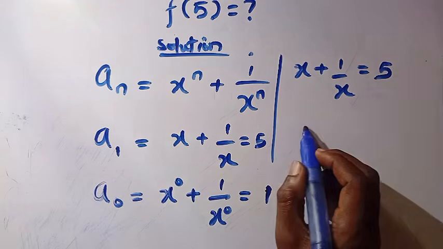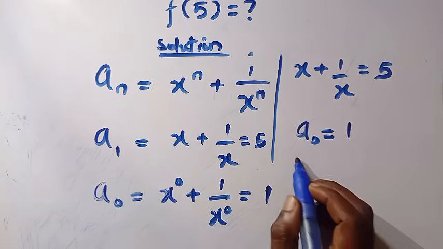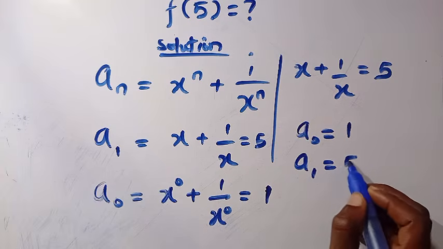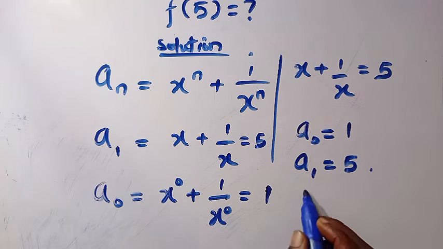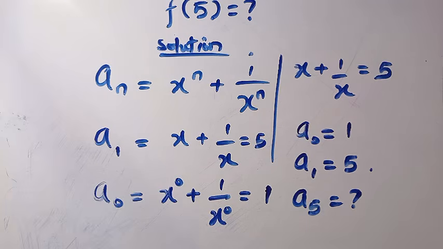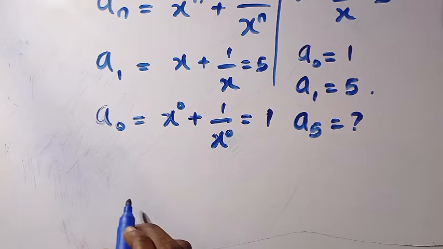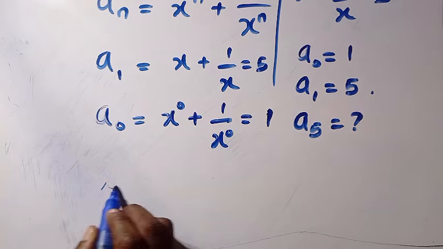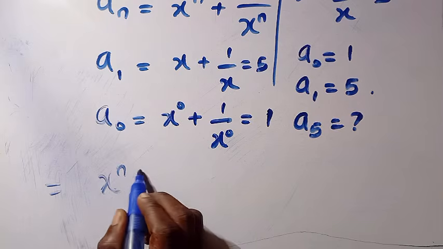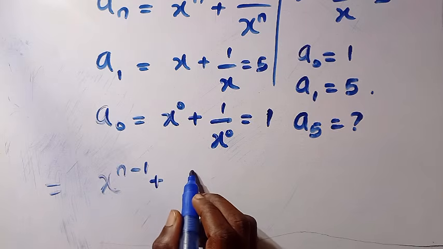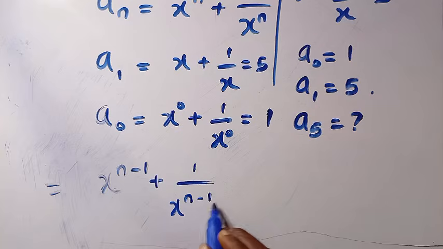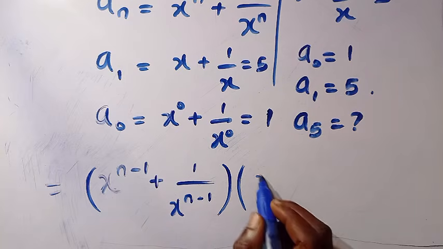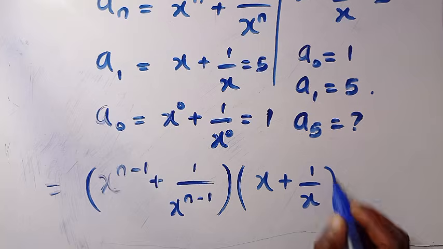So we have gotten two things: a0 equals 1, and a1 equals 5. Now we are going to a5. So what will be a5? This is how we are going to get a5, by having a general formula. Let's assume that I multiply x raised to the power of n minus 1 plus 1 divided by x raised to the power n minus 1 with x plus 1 divided by x.